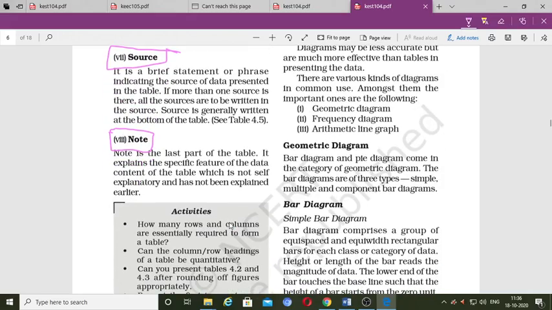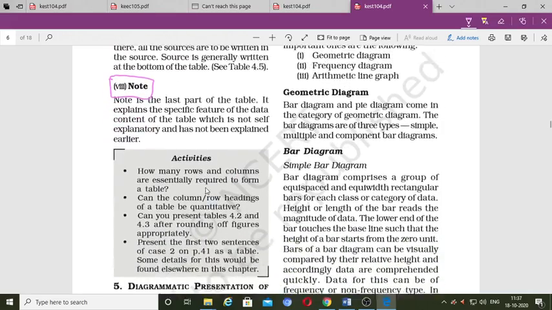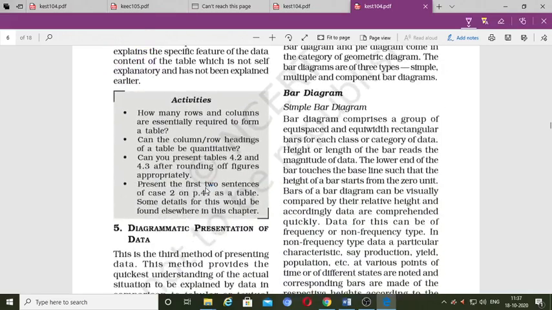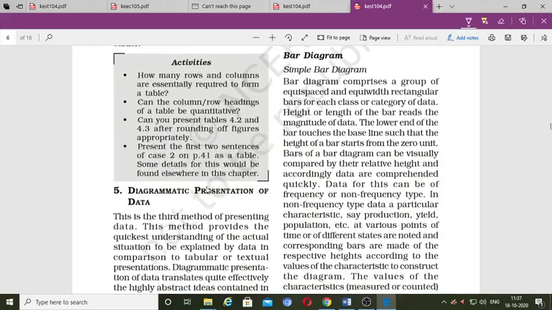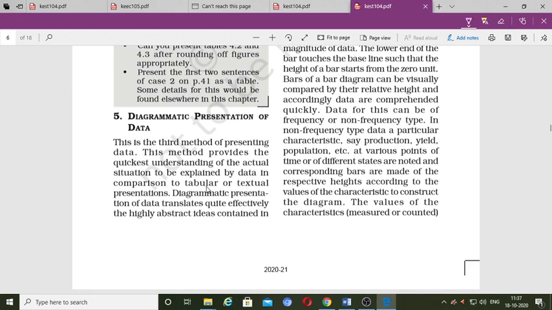So these were the different parts of the table. It is very important. A 4 marks question is often asked: explain the different parts of the table. So this is important for you.